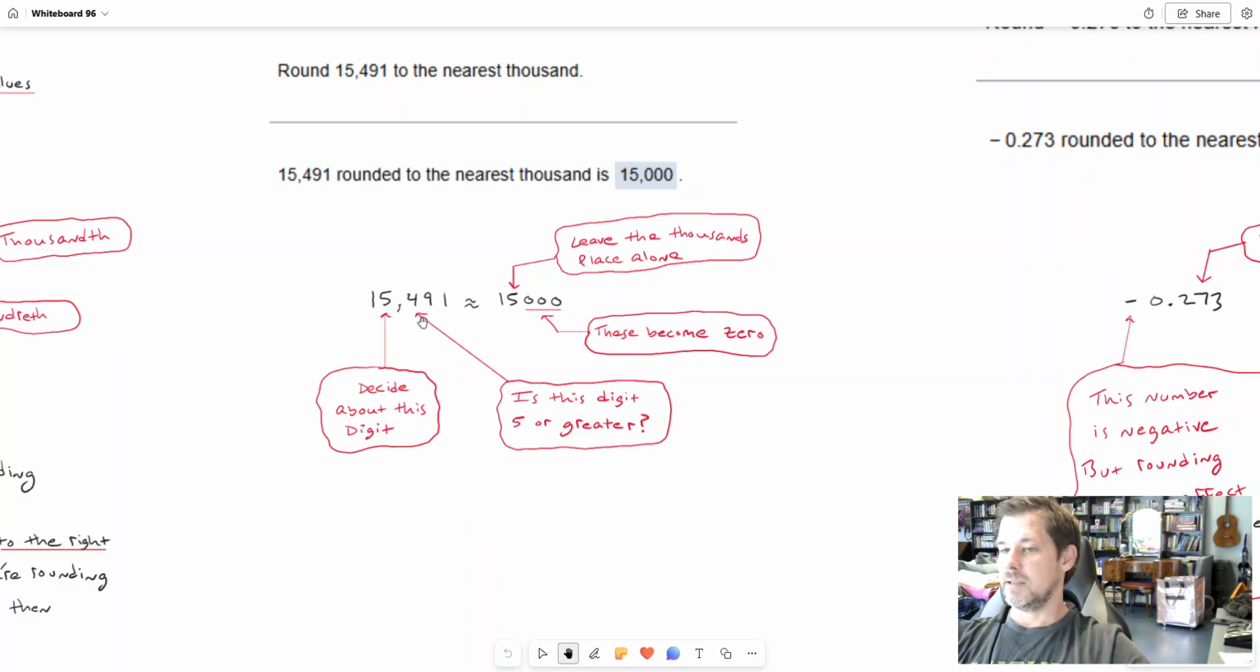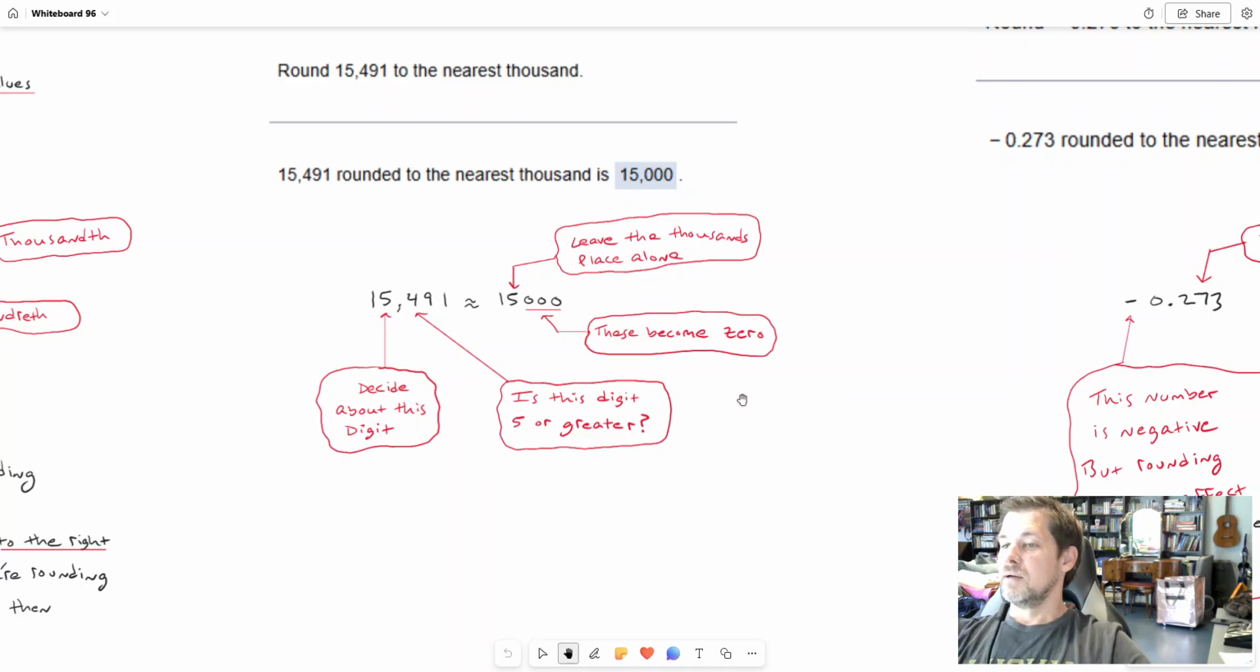So in this case, that digit just to the right is a 4. That is not 5 or greater. So I'm going to leave this one alone. And then what happens? All those other digits to the right become 0. Okay? So 15,491, if rounded to the thousands place, is just 15,000.